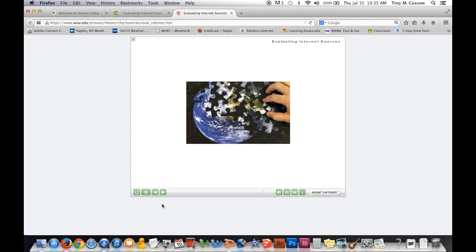Finally, remember to think of the big picture. How do all the clues that you've discovered impact the information that you're trying to decide to use as a source for your paper or for decisions that you make in your life?